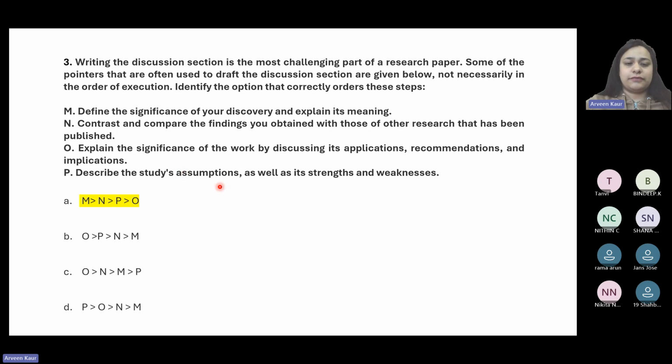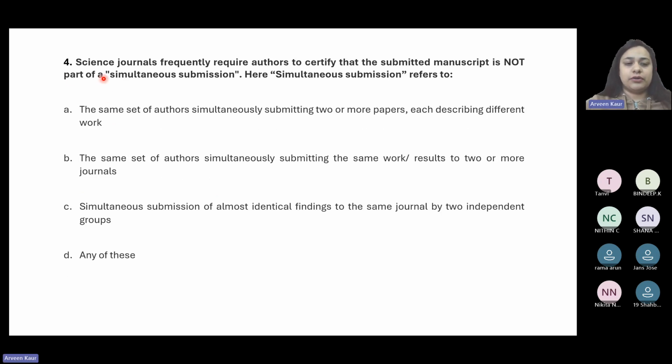So that is also a part of writing the discussion section, and this is the correct order in which it should be drafted, right? So coming to question number 4.